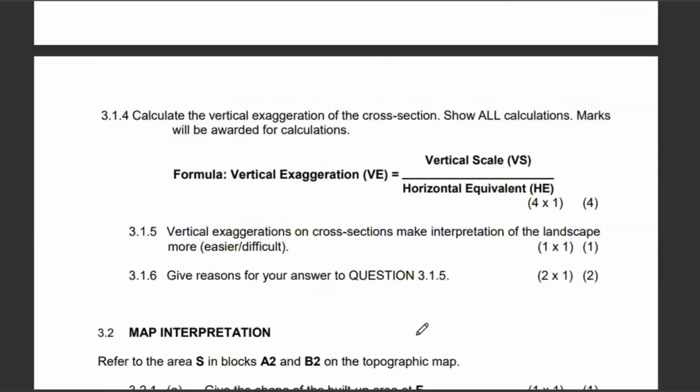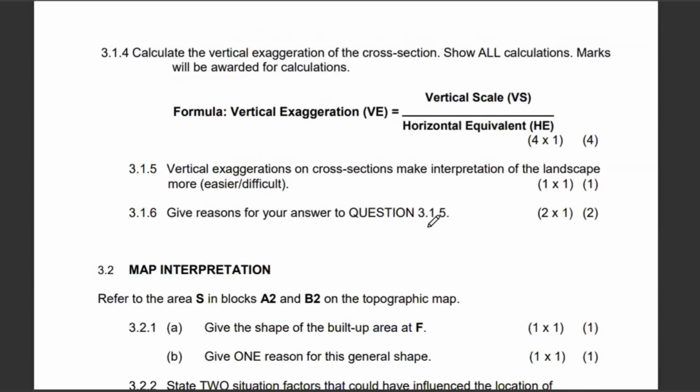Then calculate the vertical exaggeration of the cross section. Show all calculations. When we're talking of vertical exaggeration, we are looking at the deliberate stretching of the vertical scale of a cross section to emphasize the height of low-lying features. We want to show or emphasize the height of some features on the map, for example, the valleys or the hills. We want to show them so that they are visible enough. We deliberately stretch the vertical scale of the cross section such that they become visible.